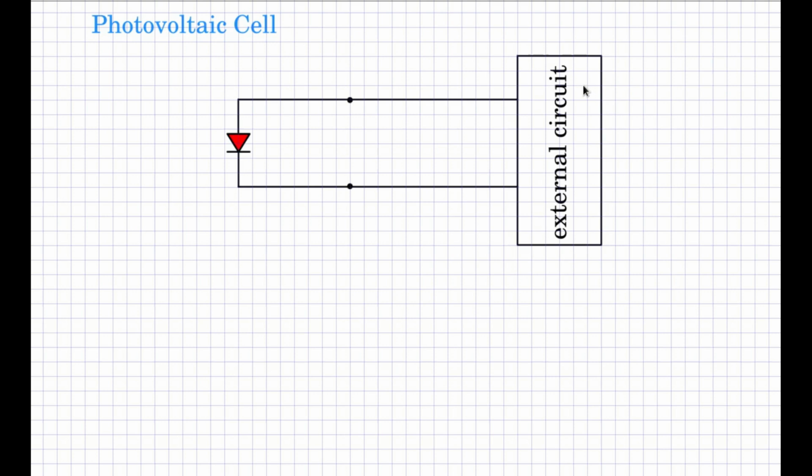Let us put in some terminals. So this portion of the circuit, the diode along with these terminals, is of interest, and let us study its characteristic before we try to understand the photovoltaic cell's characteristic.